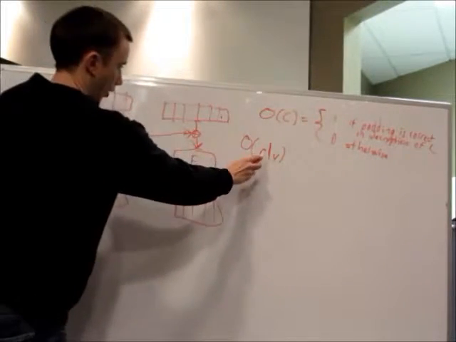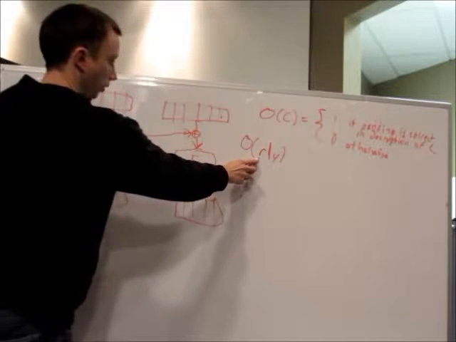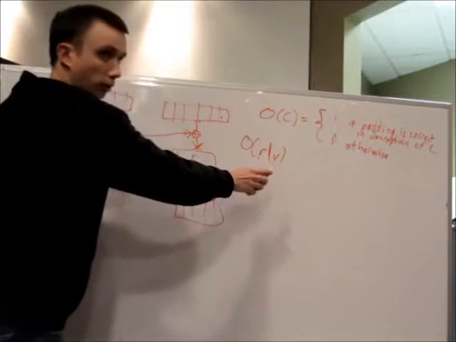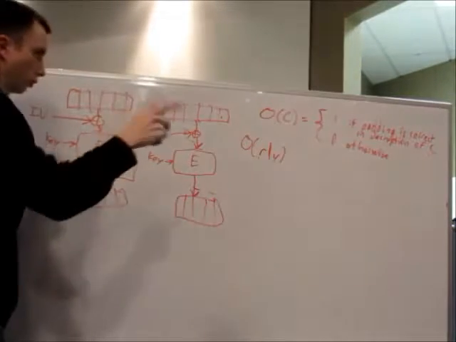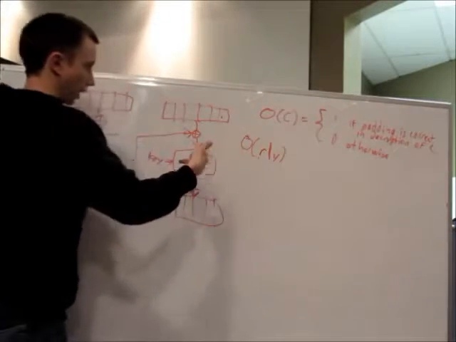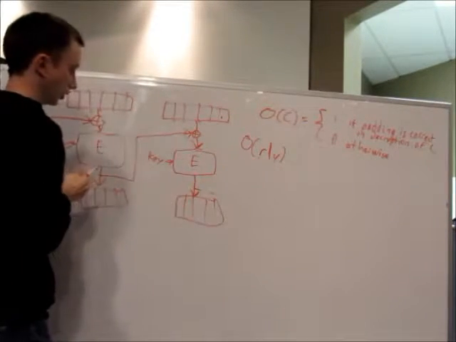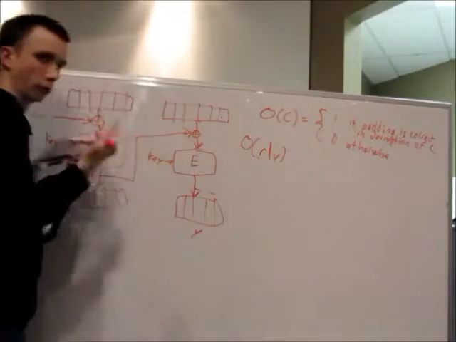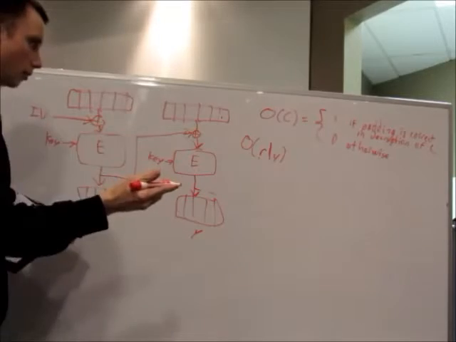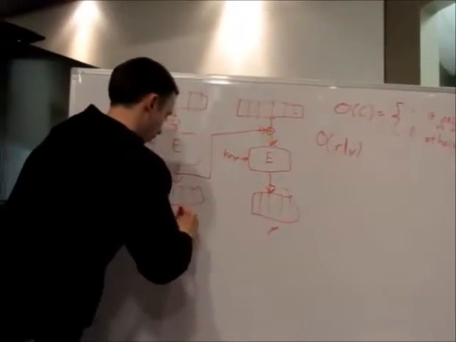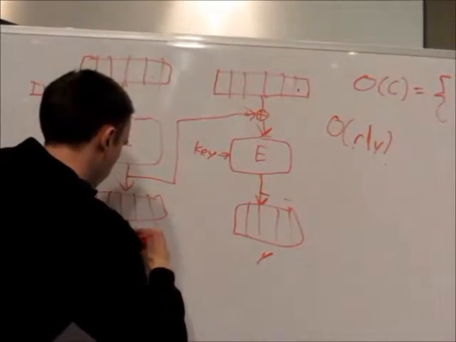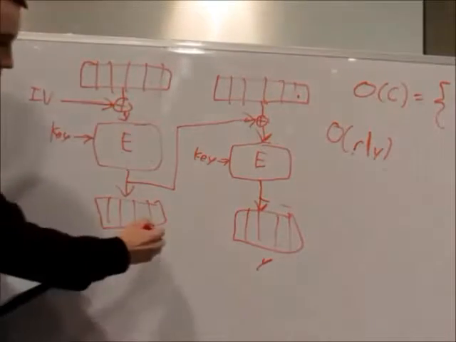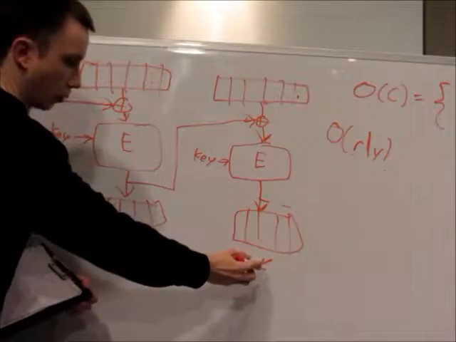R is a single block, and Y is a single block, because we're going to decrypt one block at a time. So Y is one block, and then R is something that we've constructed. It can be completely random. So this is just some message R concatenated with Y.